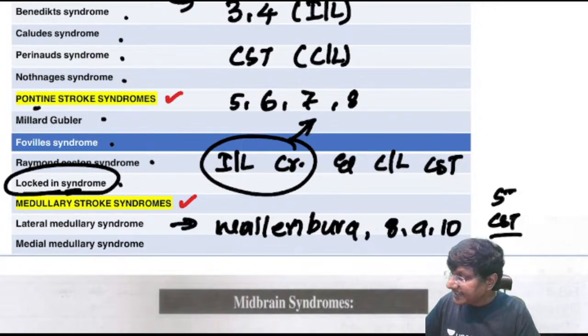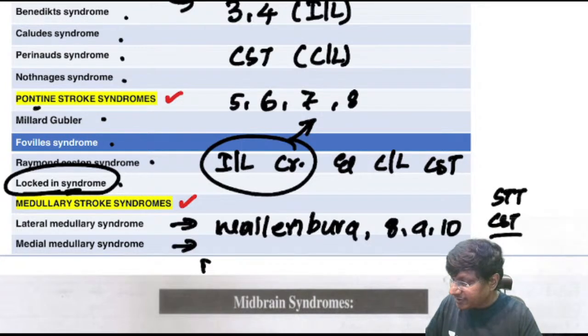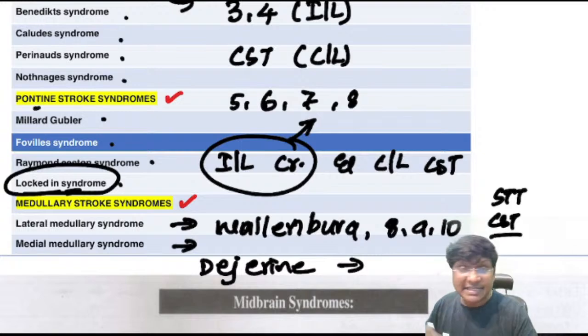Spinothalamic tract on the opposite side. That is what you will see in case of lateral medullary syndrome. Then medial medullary syndrome. The other name of it is also called Dejerine syndrome. And in medial medullary syndrome, what will be affected?